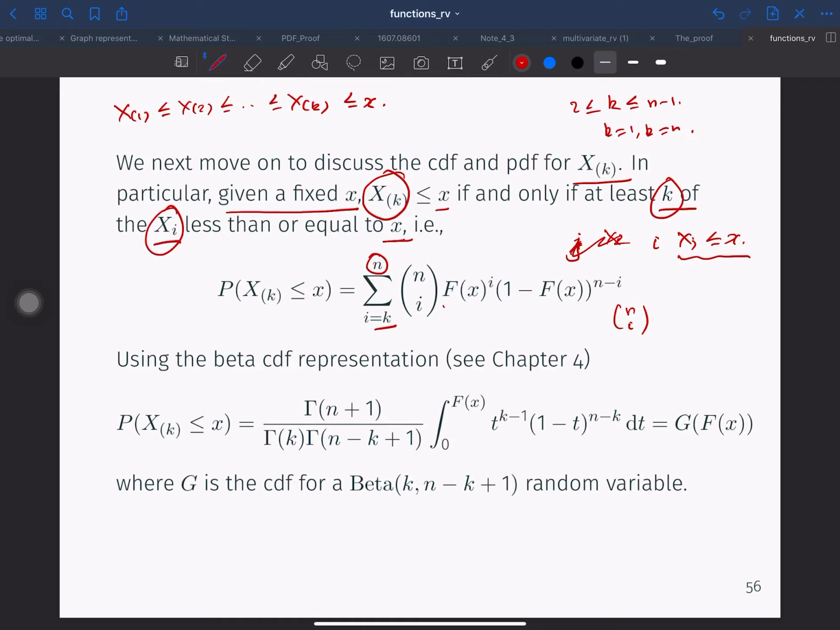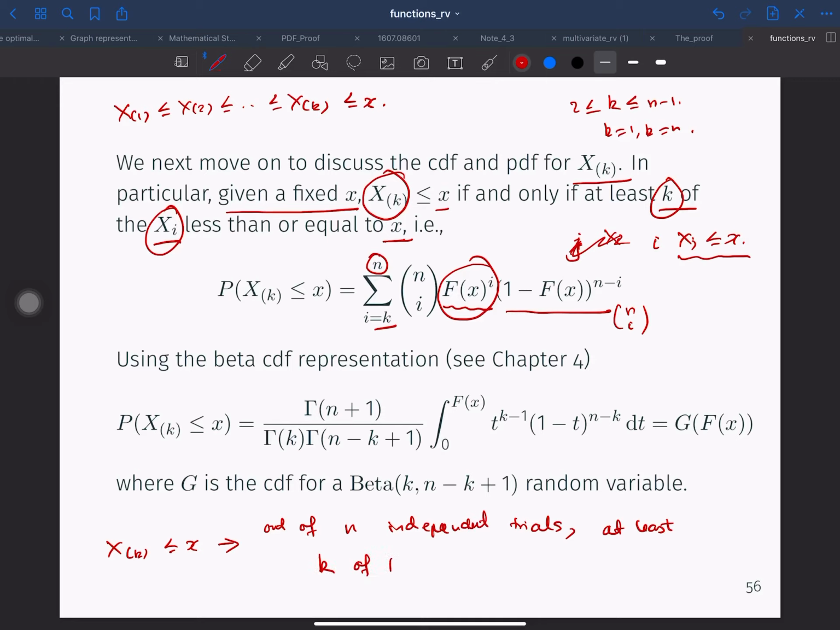And for those, we have a binomial random variable, F(x) to the power of i and 1 minus F(x) to the power of n minus i. So the idea is as follows. Because X_k less than or equal to x implies that out of n independent trials, at least k of them are less than or equal to x, and that has happened with probability F(x).